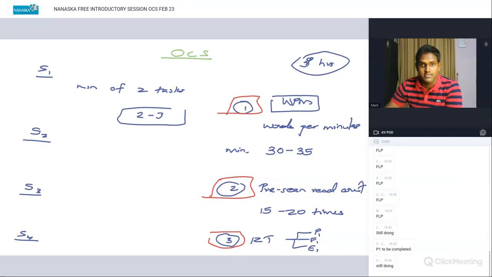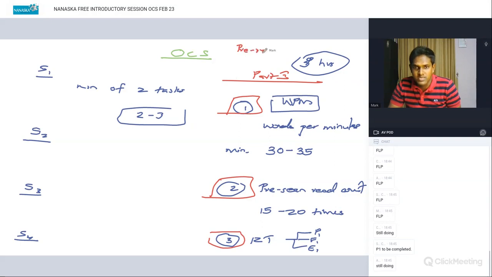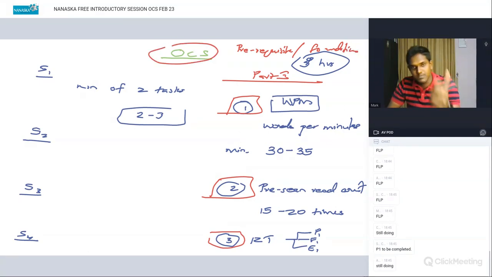So start working on your foundation, put it right. If you put your foundation right, there's nothing to worry about. It's just a very smooth sail over the next 6 to 7 weeks. This is the foundation you've got to put in if you are to succeed in your OCS. So this is part number one, the prerequisites or your foundation for OCS: words per minute, pre-seen read count, and the knowledge of the theory, E1, P1, F1, the three subjects.